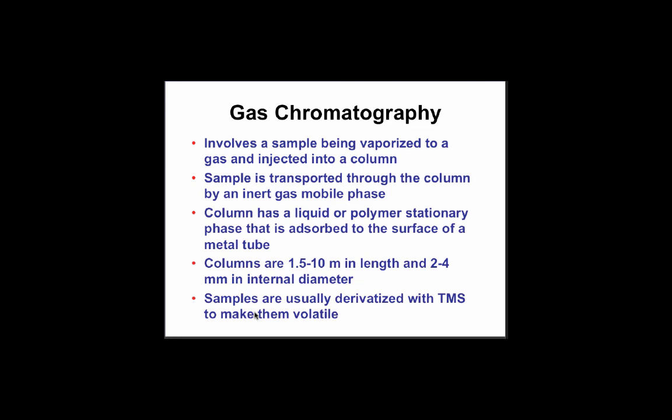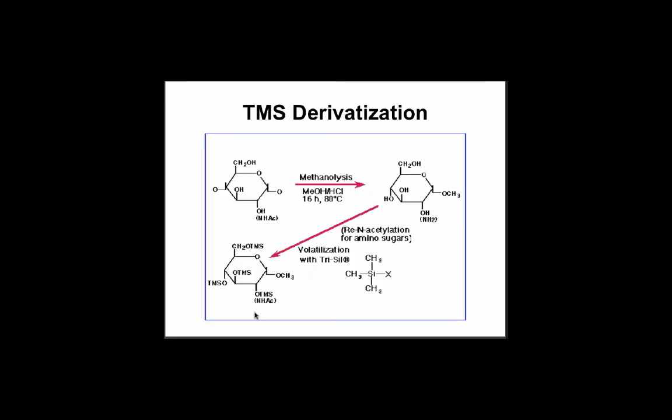The column itself is decorated, so you don't deal with particles. The interior is like a hollow pipe, and you put some kind of polymer that's absorbed to that surface. And instead of being 50 or 100 or 200 millimeters in length, these columns are 10 and 20 meters in length. And instead of being 5 to 10 to 20 millimeters across, gas chromatography columns are 2 or 3 millimeters across. To get things that are normally liquid to become gas, you have to derivatize them. And one of the best derivatives is trimethylsilane, or TMS. There are other types of derivatization agents that will convert a molecule that is normally liquid or solid into a very gas-like phase. And so this is how you could take a sugar and derivatize it.